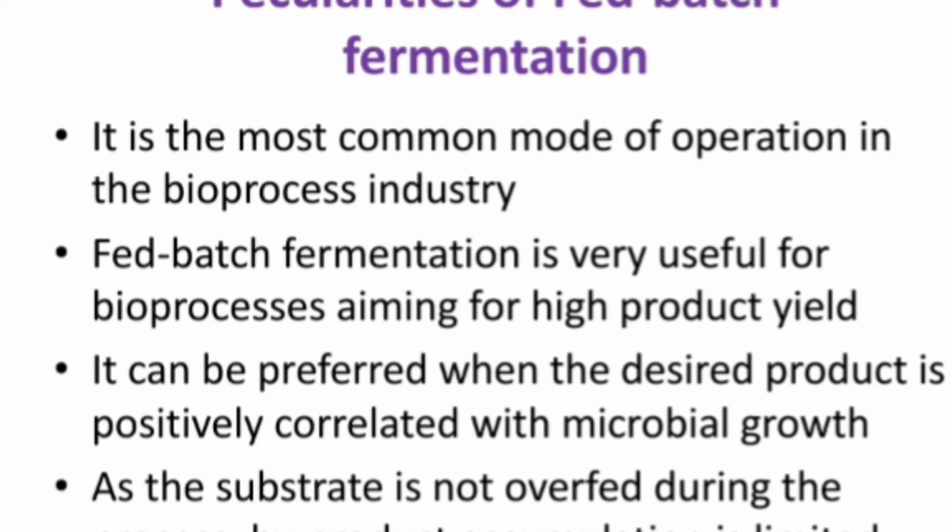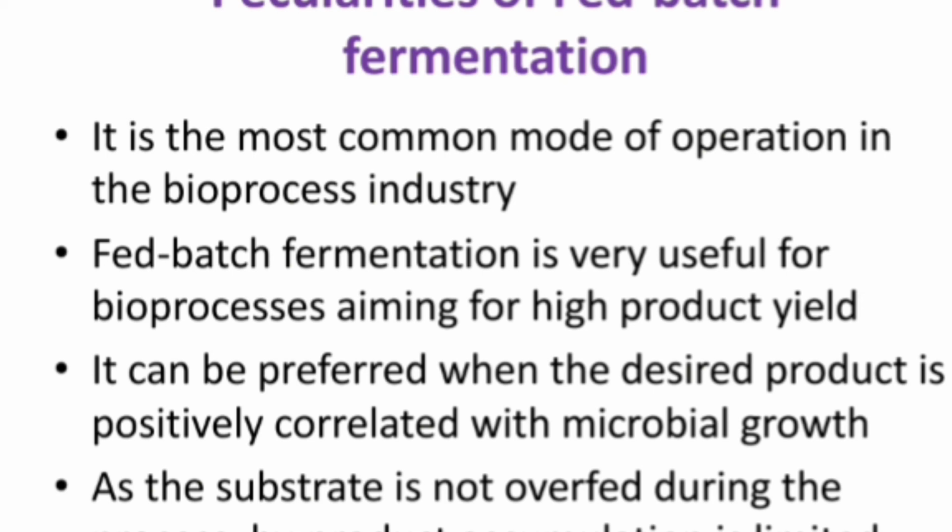Peculiarities of fed batch fermentation. It is the most common mode of fermentation in the bioprocess industry, and it is useful when we have to obtain high product yield. It is preferred when the product is positively correlated with the microbial growth. If the microbial growth is high and the product accumulation is high, then we can go for fed batch fermentation. So if the product is positively correlated with the microbial growth rate, fed batch is the most preferred type of fermentation process.